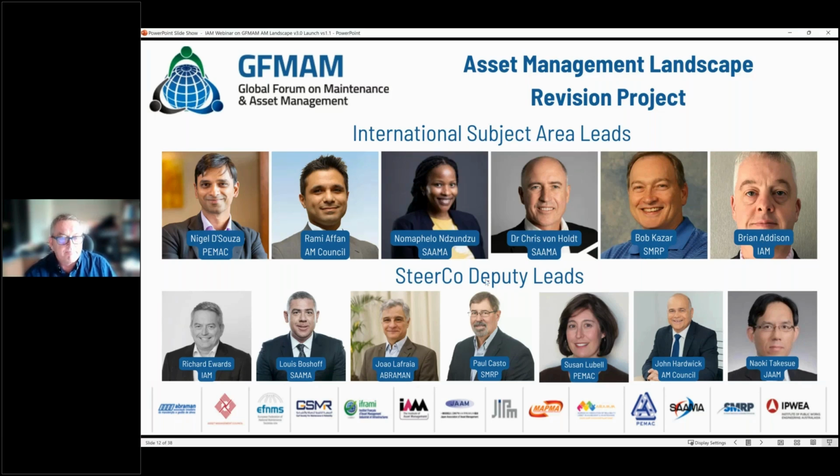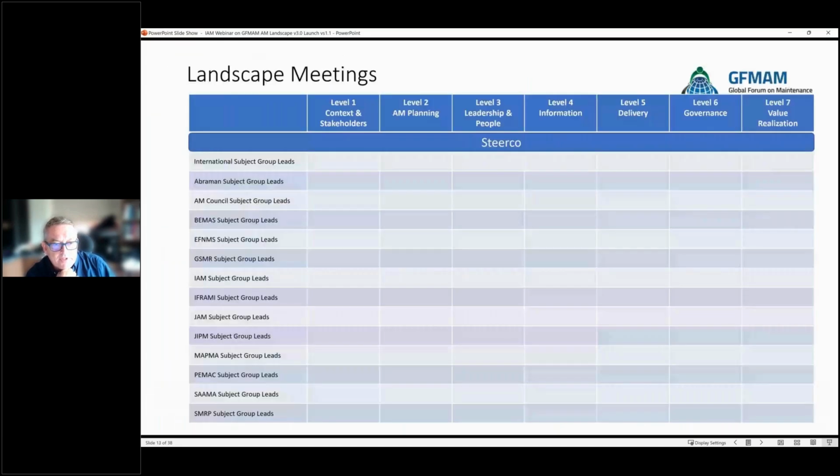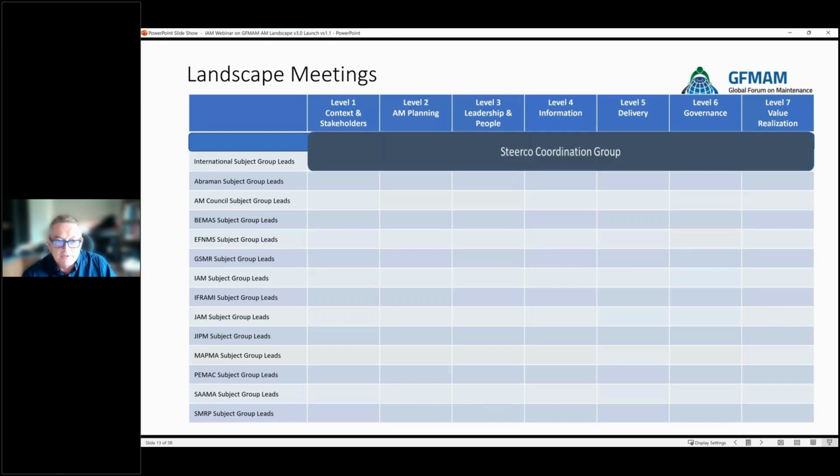Sorry, just lost me. So in terms of how the program was structured, there was a steerco, which was essentially the Global Forum Council, which is one nominated person from each professional body. So down the left there are the professional bodies. The top line there, the international subject group leads, was the names I just showed in the previous slide. So there was a steerco, which was almost like the Global Forum formal governance sign off, if you like. But the coordination group was that steering group plus all the international subject group leads.